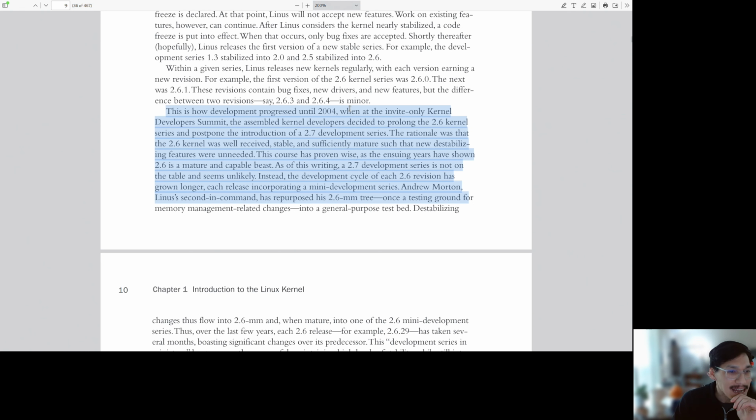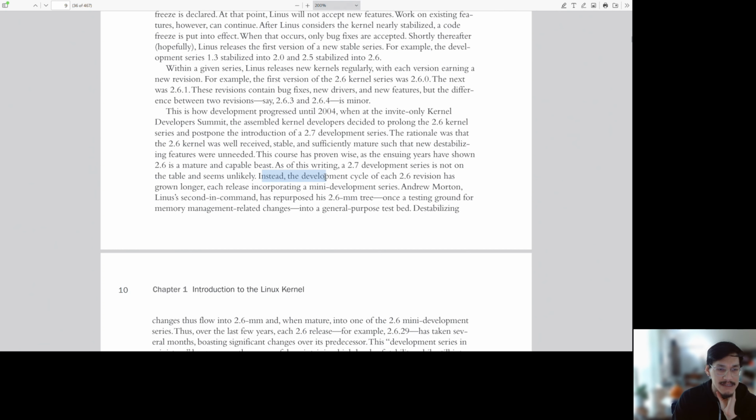Okay, so this is how development progressed until 2004, when at the invite-only kernel developers summit, the assembled kernel developers decided to prolong the 2.6 kernel series and postpone the introduction of a 2.7 development series. The rationale was that the 2.6 kernel was well received, stable, and sufficiently mature such that new destabilizing features were unneeded. This course has proven wise, as the ensuing years have shown 2.6 is a mature and capable beast. As of this writing, a 2.7 development series is not on the table and seems unlikely.